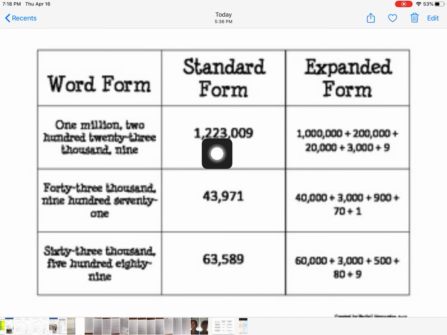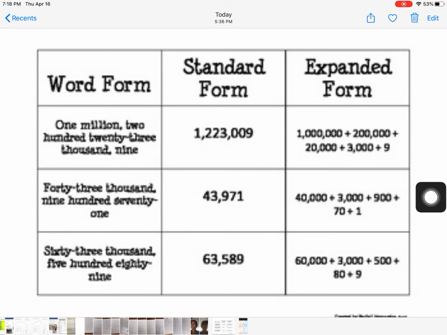Now this 223, look at that first 2. That number 2, I wish I could point to it better, but this first 2 right here, this is showing you the value of the first 2 there. The value is 200,000, okay?